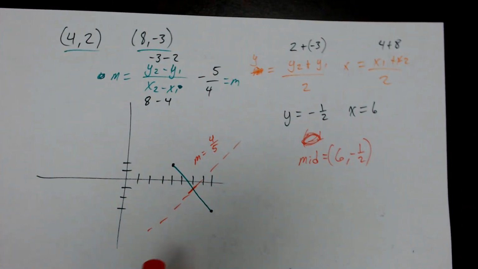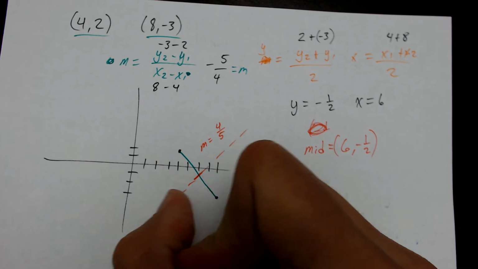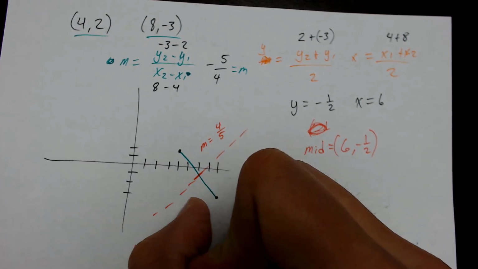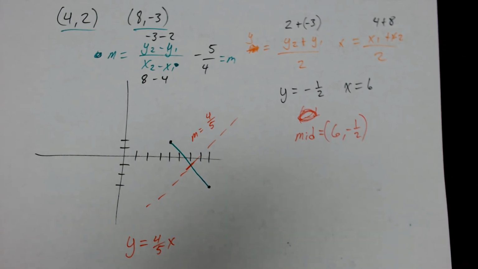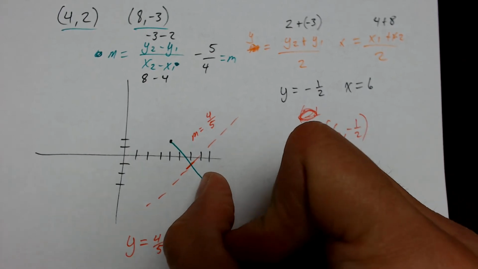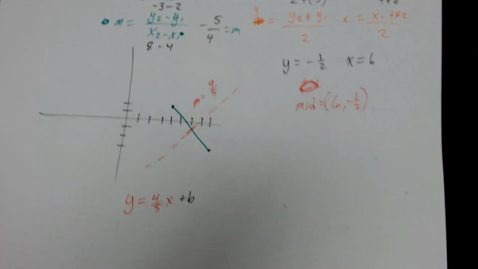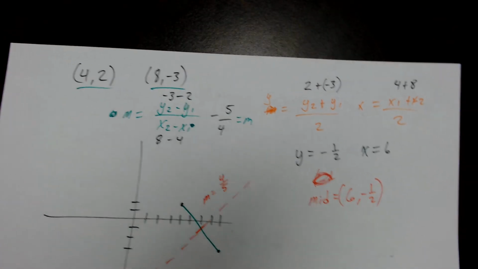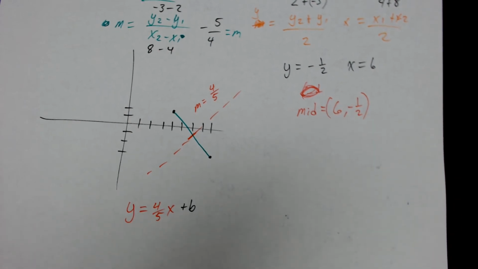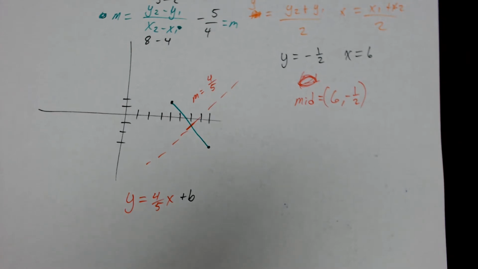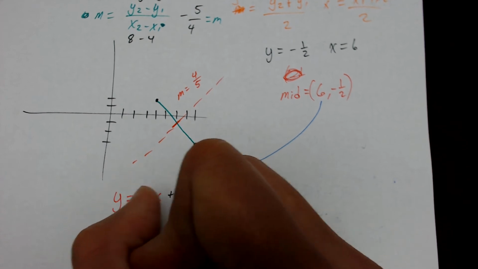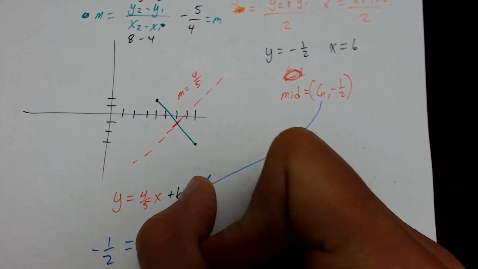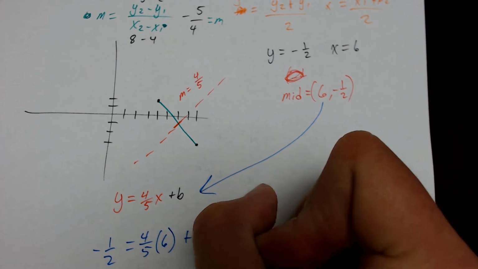So this line that I'm looking for, right now I have y equals 4/5 x plus b. I do not know what b is. So to find b, I'm going to take a point that my line passes through, plug it in, and solve for b. So we'll do the substitution in blue. When I substitute, my y is negative 1/2 equals 4/5 times 6 plus b.